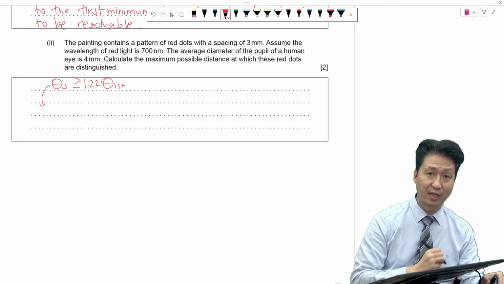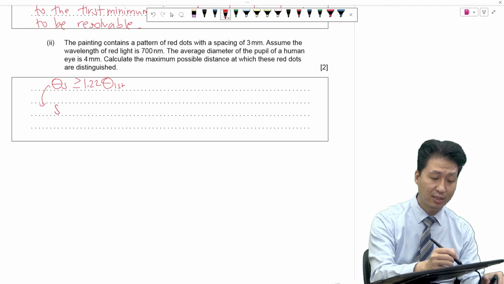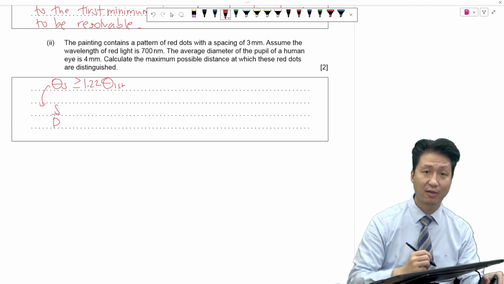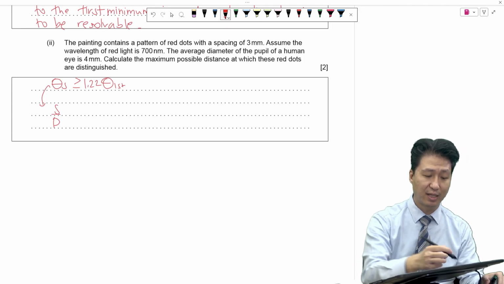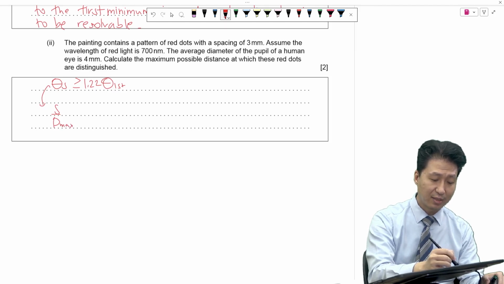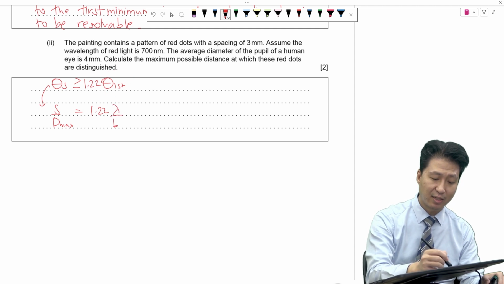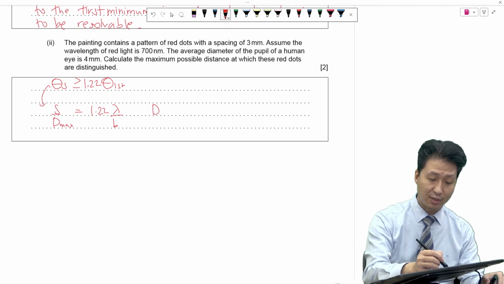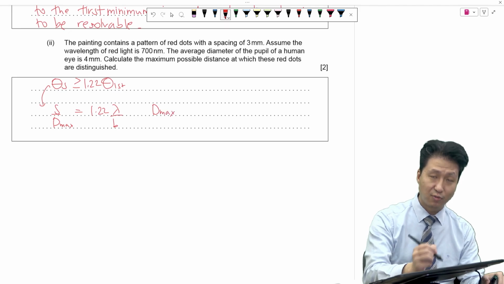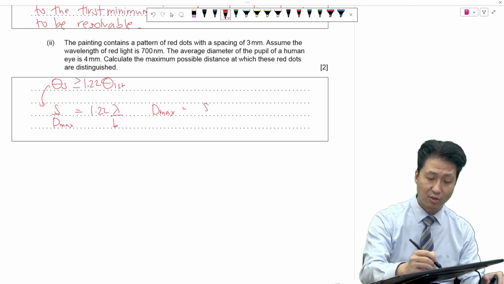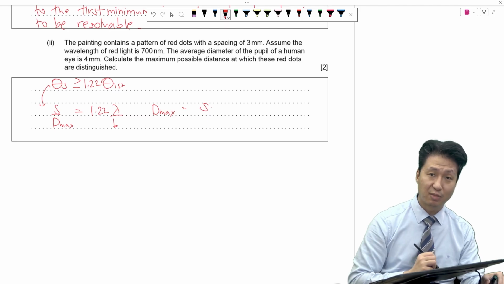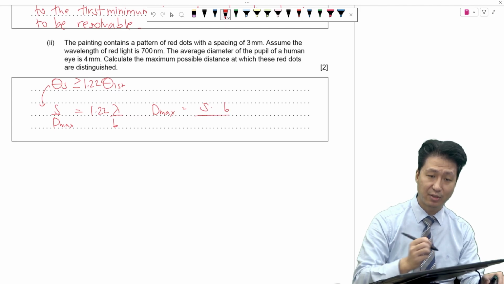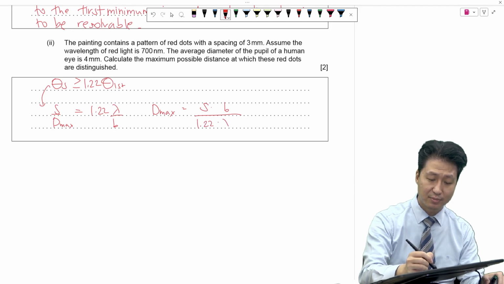We'll use the approximation for the angular separation, which is the distance between the dots divided by the total distance from the eye to the painting. In order to maximize this distance, it has to be equal to the angle to the first minimum, which is simply the wavelength divided by the diameter of the pupil. So here, reorganizing this, the maximum distance will be equal to the distance between the dots times the pupil diameter divided by 1.22 times the wavelength.